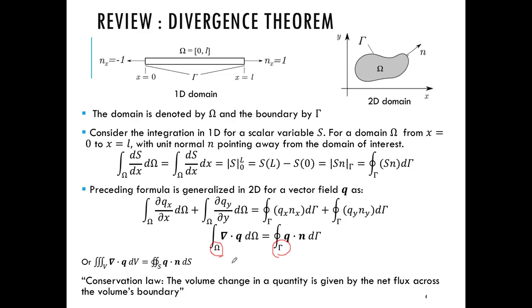So for example, अगर मैं गुब्बारे के अंदर, if I'm blowing a balloon, I'm pumping air into it, right? So the change in the amount of, let's say, air molecules in it over the entire volume is given by how much is flowing into the balloon, right? So volume change in a quantity is given by the net flux of it across its boundary, basically. So the divergence theorem is just a conservation law.